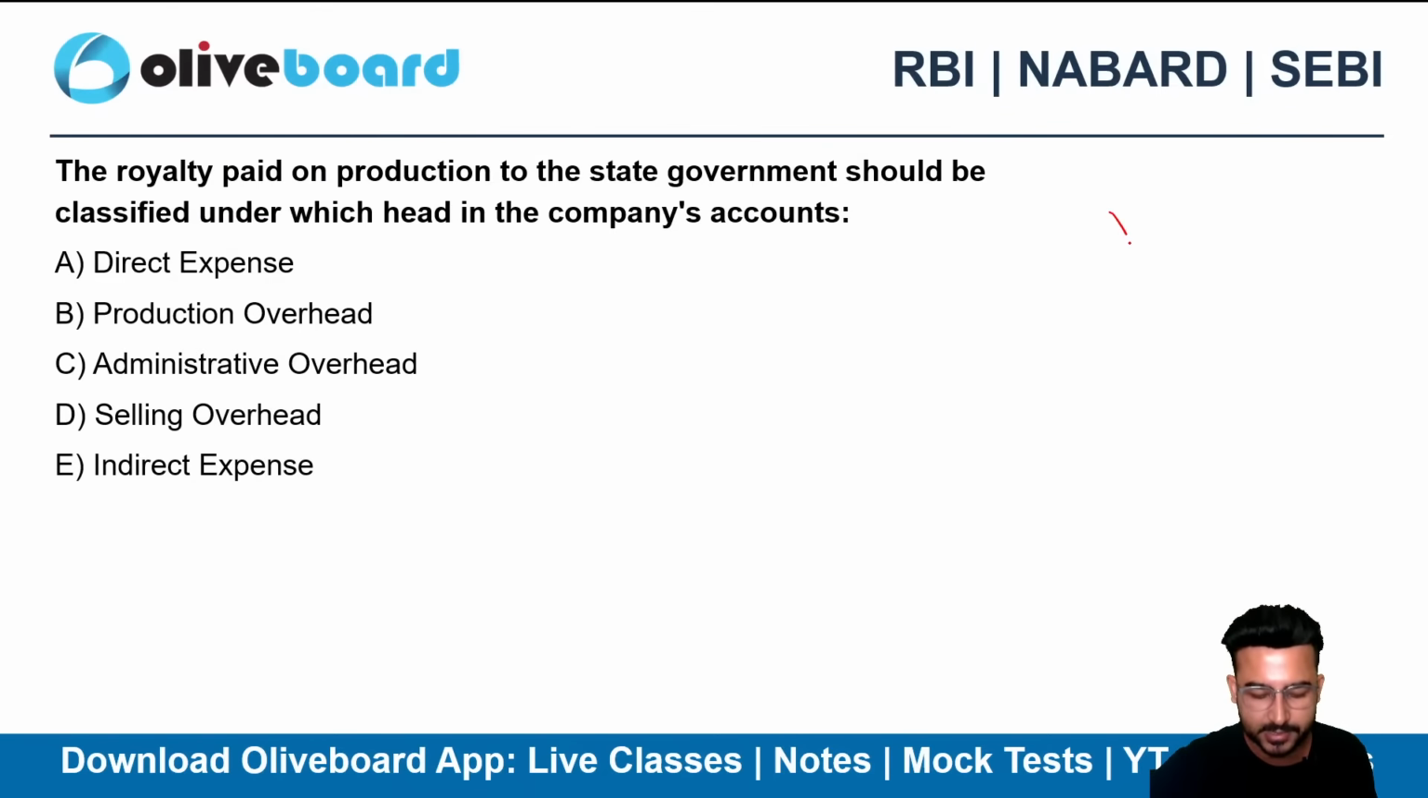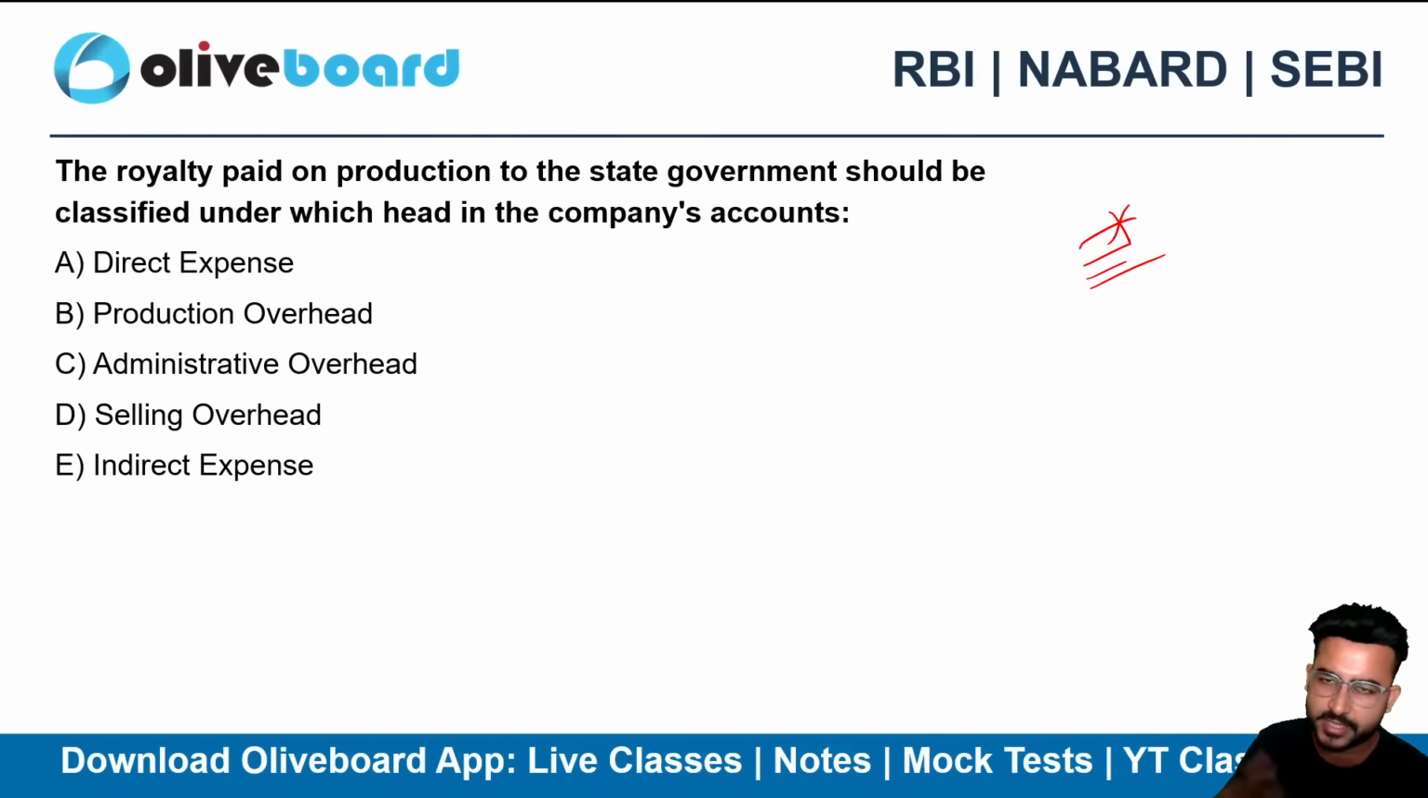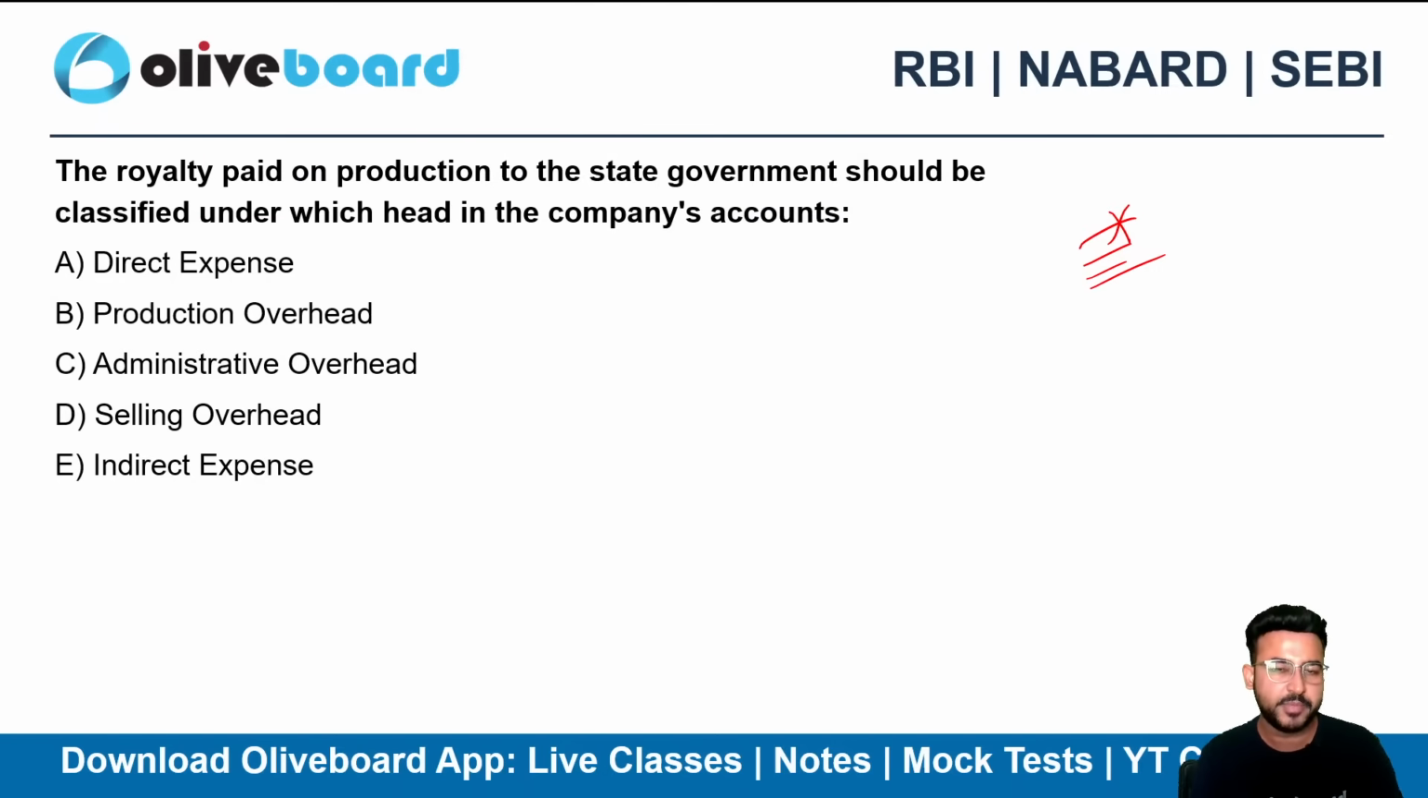Tell me this one, and this can be important for your examination. The royalty paid on production to the state government should be classified under which head of the company's account? This can be important.